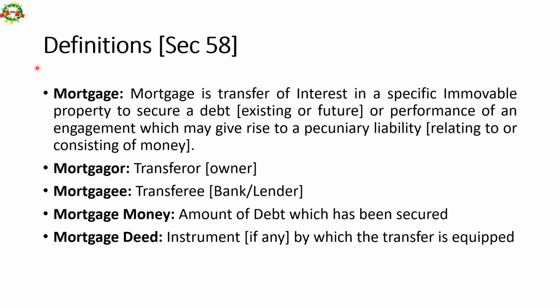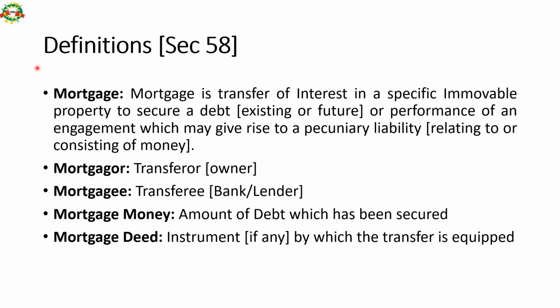Section 58 of the TP Act talks about definitions. What is a mortgage? A mortgage is the transfer of interest in a specific immovable property to secure a debt or loan, both existing and future, or performance of an engagement which may give rise to a pecuniary liability. What does that mean? Relating to or consisting of money. So the mortgagor is the transferor, the owner of the property.